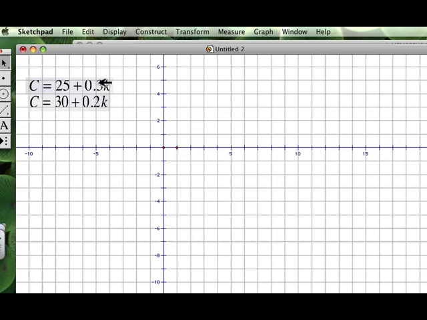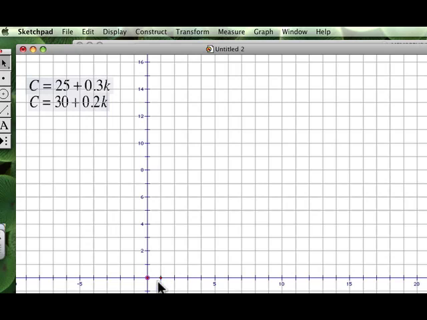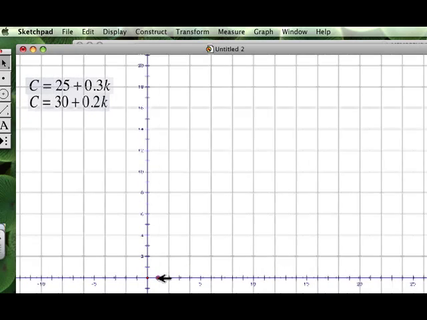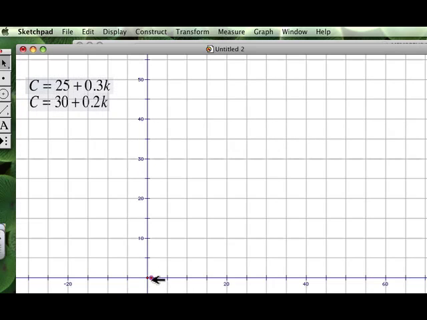So we're going to graph these using Geometry Sketchpad. And the first thing you should notice is that the y-intercepts here are going to be 25 and 30, and this is right off of our grid. So what we're going to do is drag this down a bit and shorten up our scale so that we have our intercepts showing on our grid.